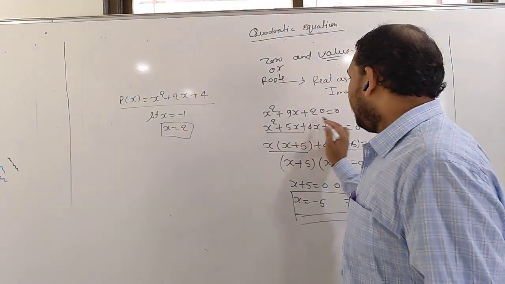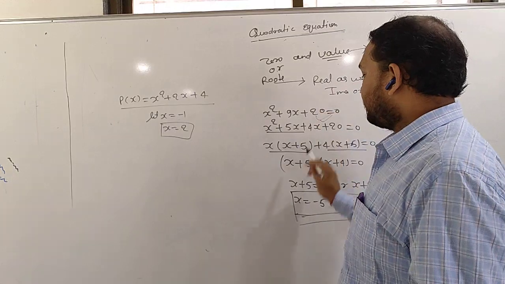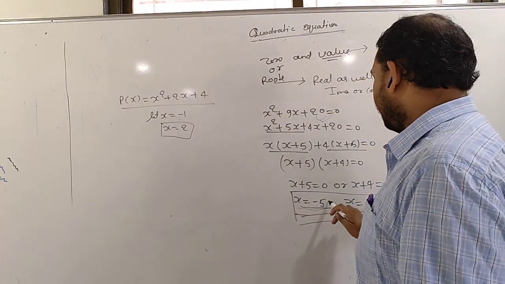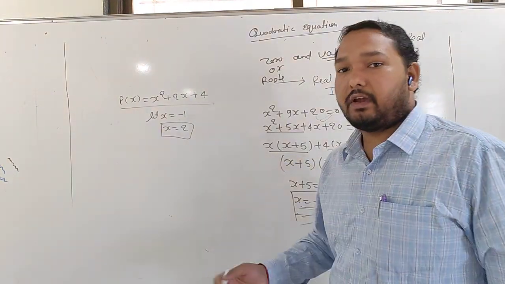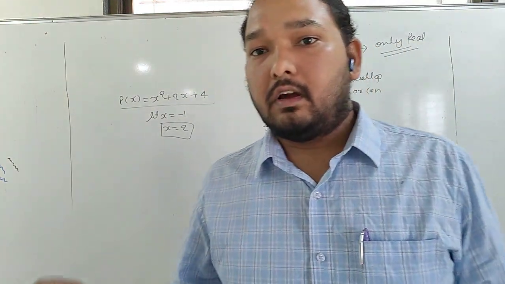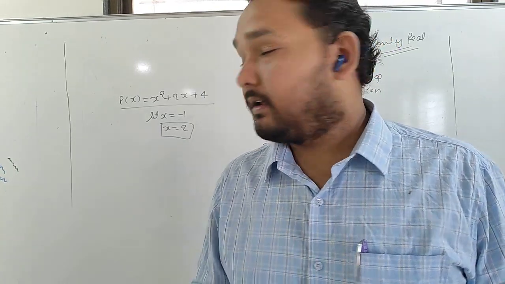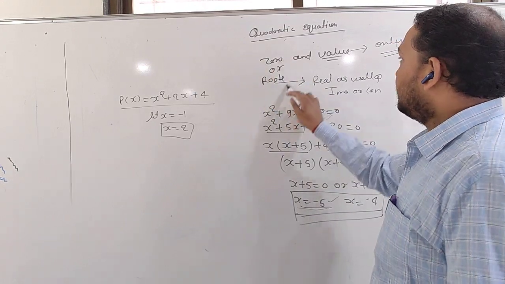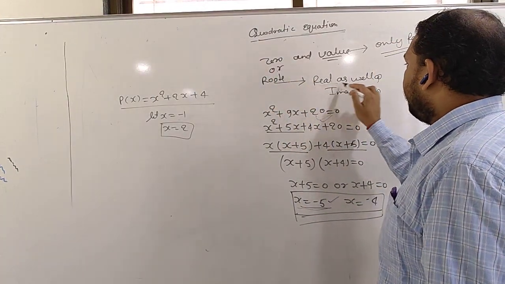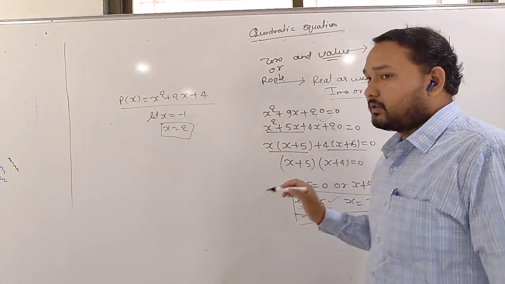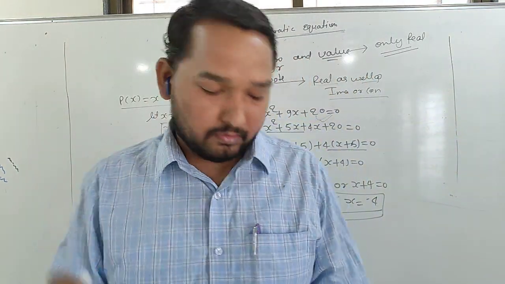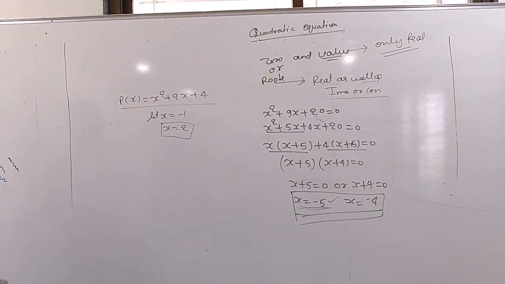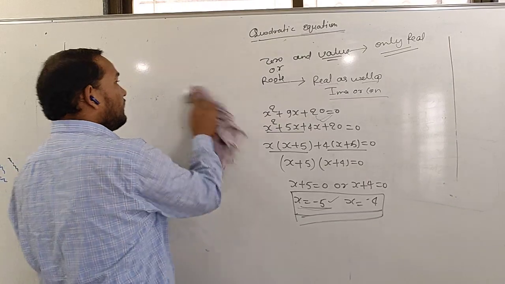For any algebraic expression or quadratic expression, you find the value of x, and that is called the roots, and that is called the value of the expression, which only belongs to the real numbers. But roots or zeros belong to the real numbers as well as imaginary numbers. That is the difference between them. Okay, got my point? So next topic, we will understand the nature of any quadratic expression.